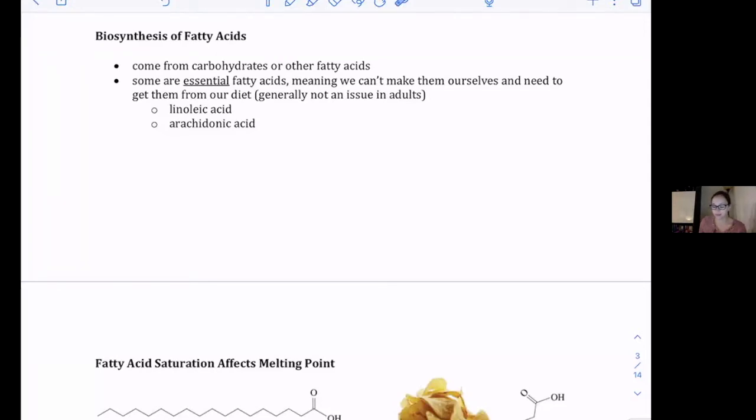And again, we've talked about some of our essential fatty acids, which means that we can't make them ourselves and we need to get them from our diet. Typically this is not too much of an issue in adults with a regular diet. You pretty much will get all of these, but two examples are linoleic acid and arachidonic acid. I'm not great at pronouncing these, I apologize. But these are those omega fatty acids that we need to get from our diet.